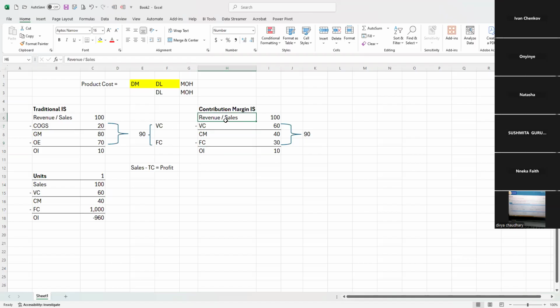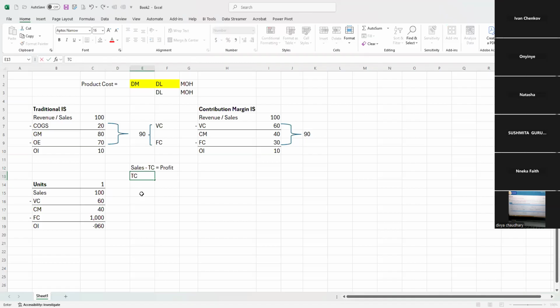Top line always is going to have sales, and on the other side we're going to see how much of those sales are actually left. Is there anything left? If there's something left, we're going to call it profit. If there's nothing left and we go in the minus, then we're going to call it loss. Correct? So now, what is the total cost equal to?